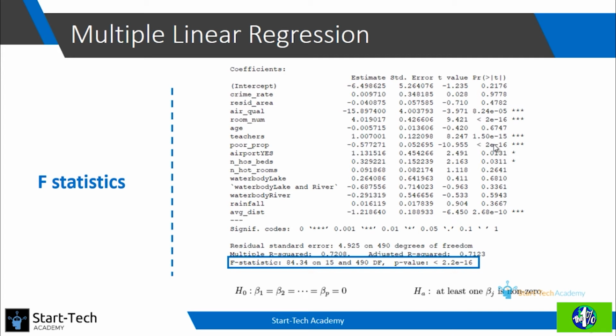Let me put it mathematically for you first. The null hypothesis is that all of them are 0. I want to prove that this is not the case. I want to say that at least one of the betas is definitely non-zero. That is, the predictors that I have selected have some relationship with the response.